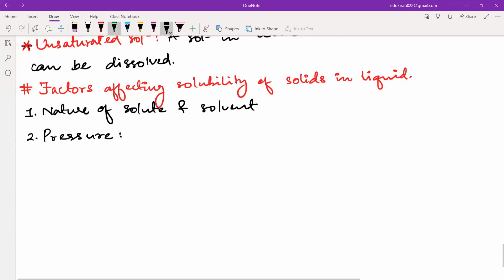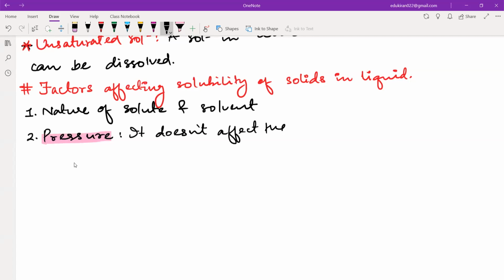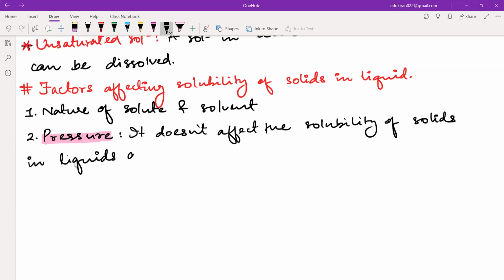Okay, so the point for pressure will be: it doesn't affect the solubility of solids in liquids, as solids are incompressible.